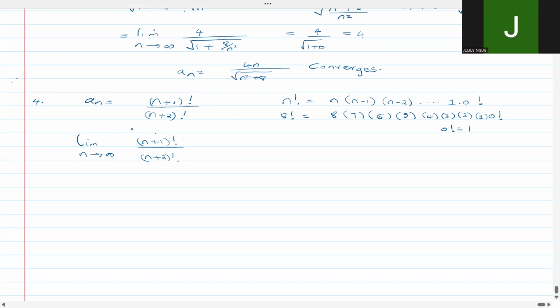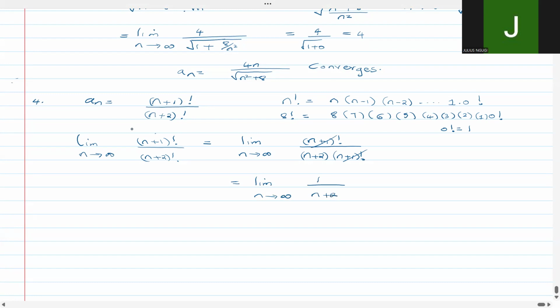So doing it like that, if you are to simplify, this is the same as the limit as n approaches infinity of (n plus 1) factorial in the numerator, and in the denominator, (n plus 2) factorial is the same as n plus 2 multiplied by (n plus 1) factorial. Then you can cancel the (n plus 1) factorials to give you the limit as n approaches infinity of 1 divided by n plus 2.